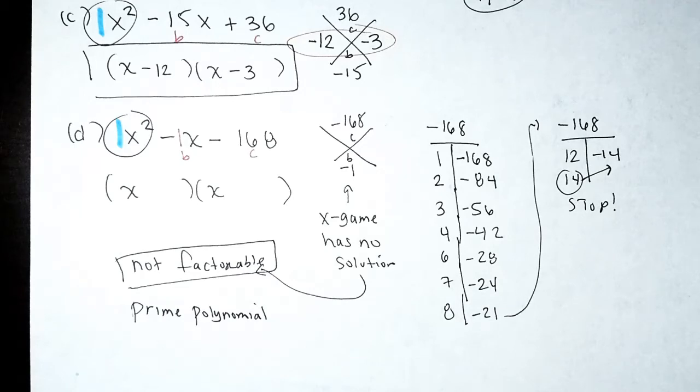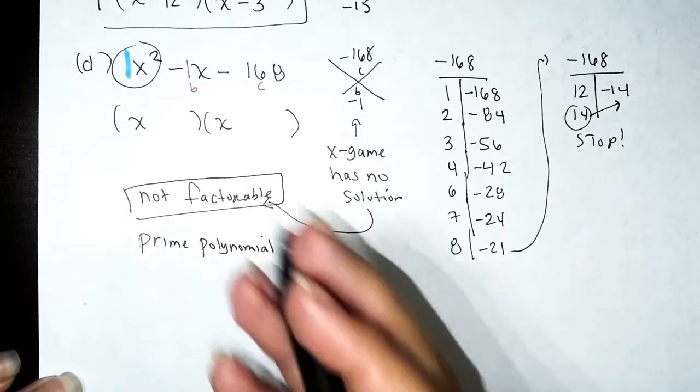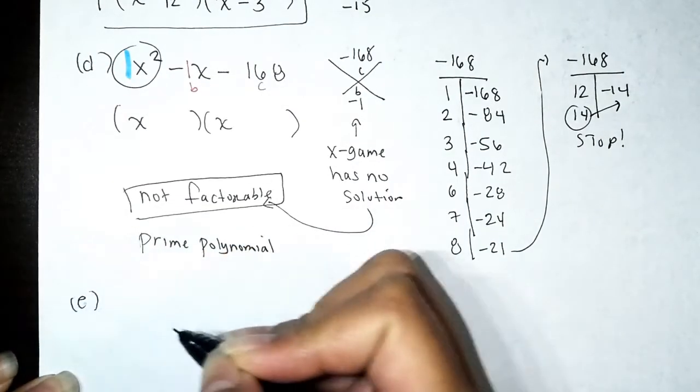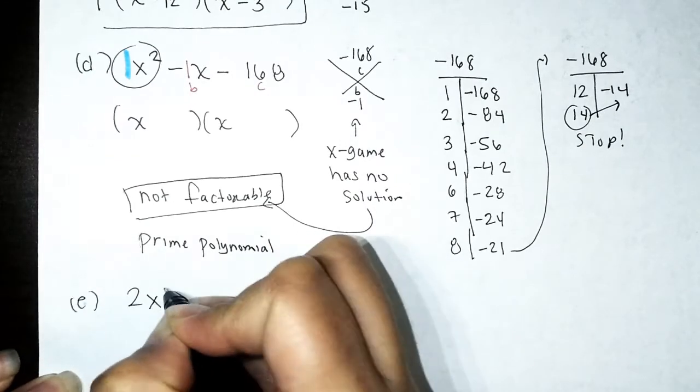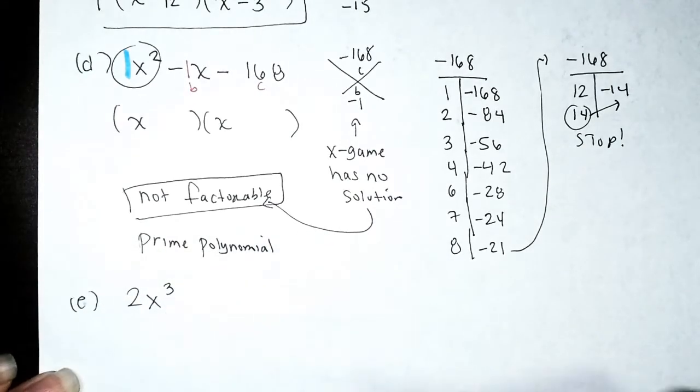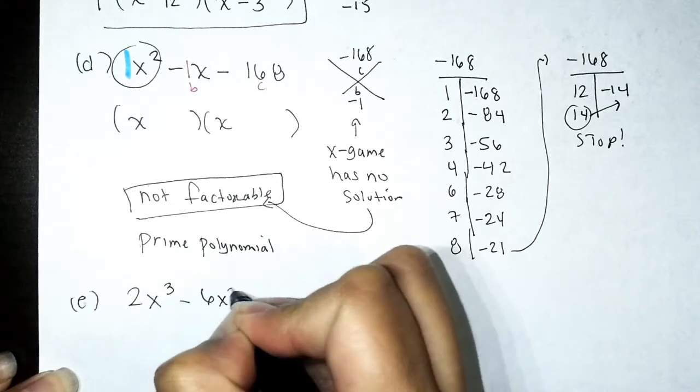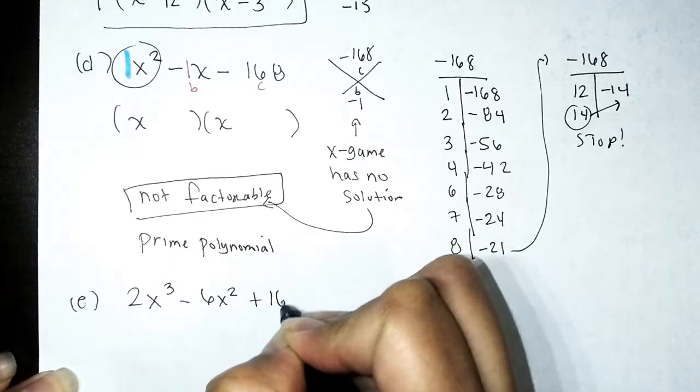Okay, I lost track, but we're doing a total of 8 problems. Okay, so here's problem E. E, we have, check it out, a spicy problem. 2x cubed minus 6x squared plus 16x.